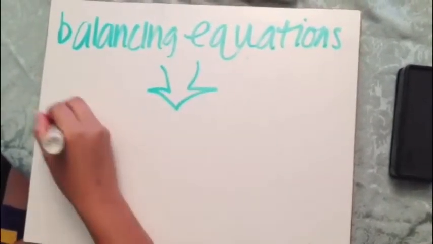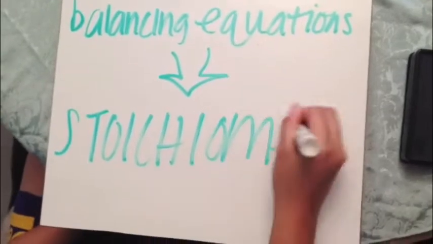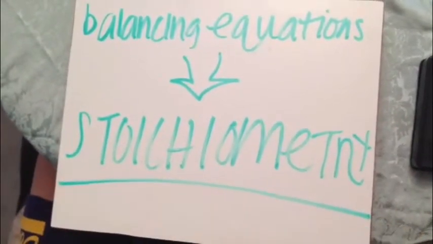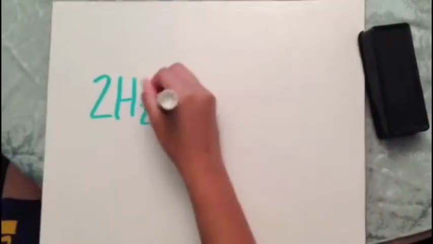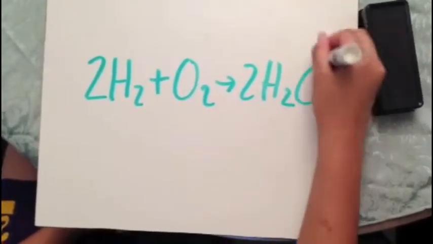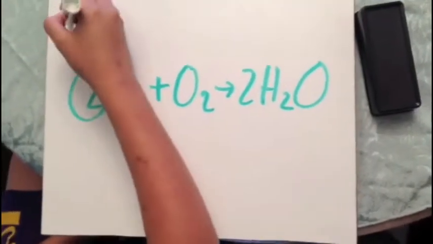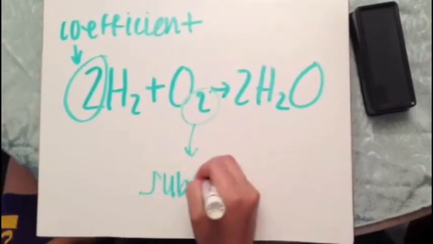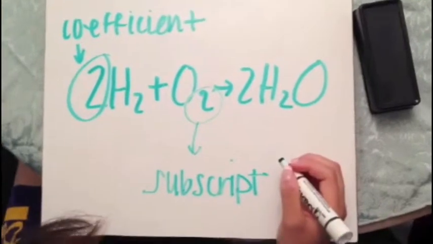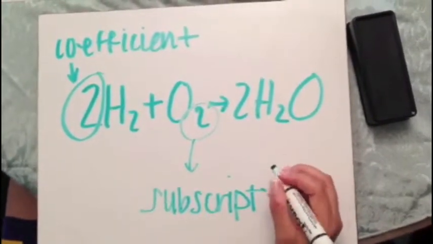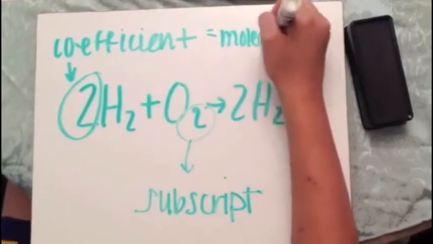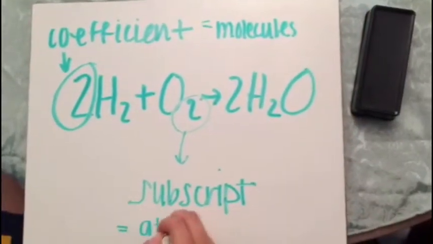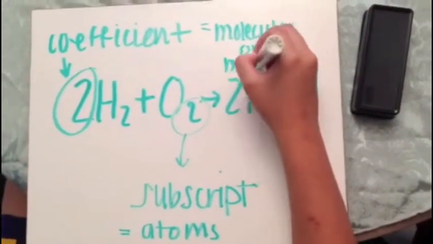Balancing equations is also an important part of stoichiometry. Stoichiometry is a part of chemistry that deals with the substances involved in chemical reactions. In balanced chemical equations, you have coefficients, or the number before a substance, and subscripts, the small number underneath substances. The coefficients represent the number of molecules of the particular substance that are present. They also represent the number of moles of that substance that are available.